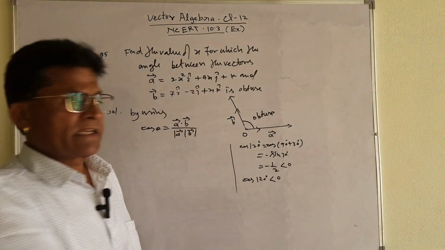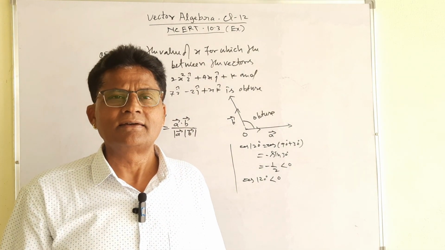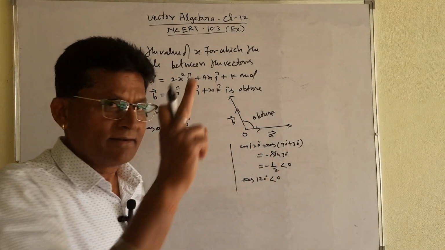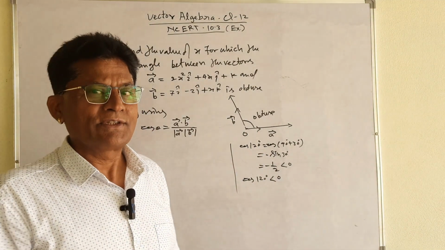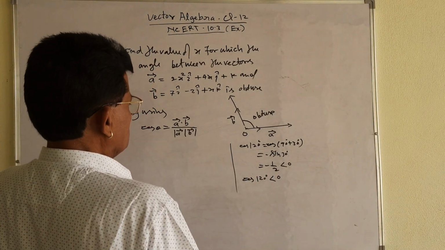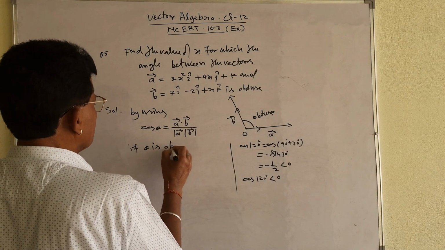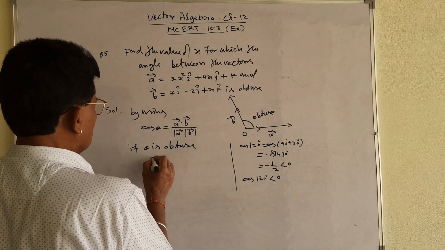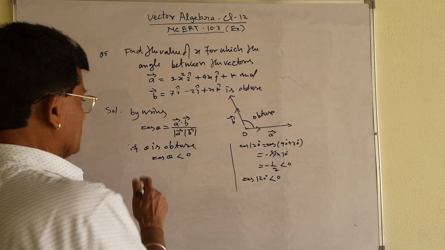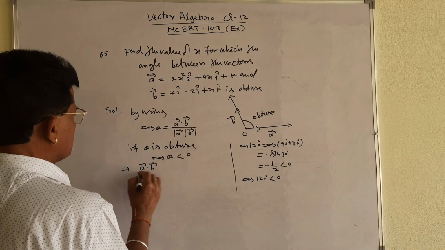That is why you must keep this in mind: if theta is obtuse, then the value of cos theta should be less than 0. Okay, I have proved it, brother: if theta is obtuse, then cos theta should be less than 0. Then now write the value of cos theta, the dot product of these two vectors.